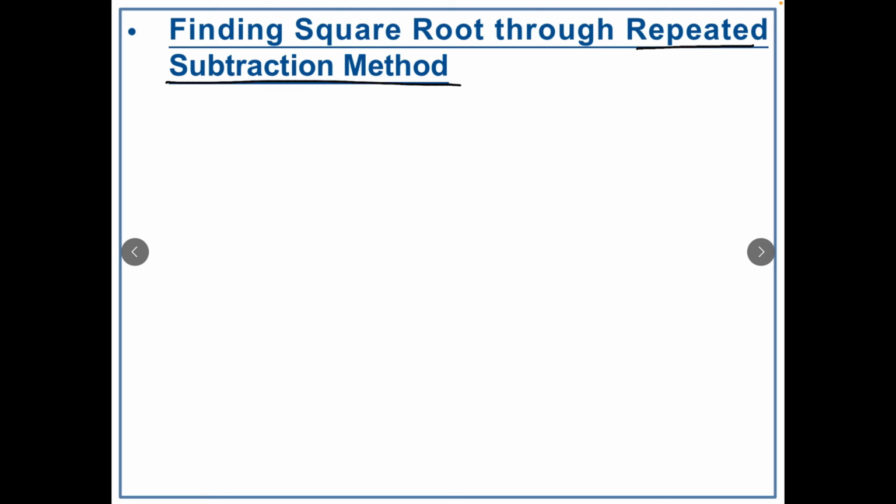Okay, so while studying the squares of natural numbers, we studied a pattern and we concluded from there that the sum of the first n odd numbers is n square. Okay, I hope you remember this.